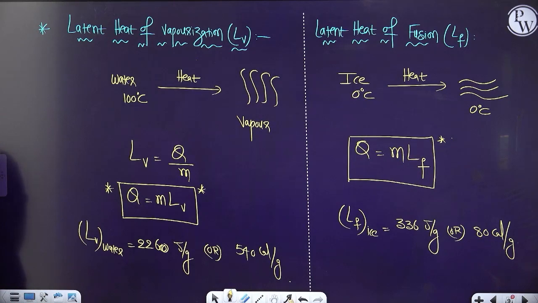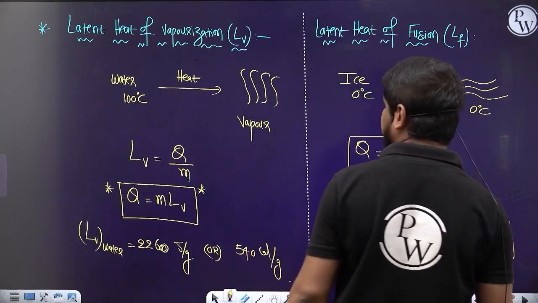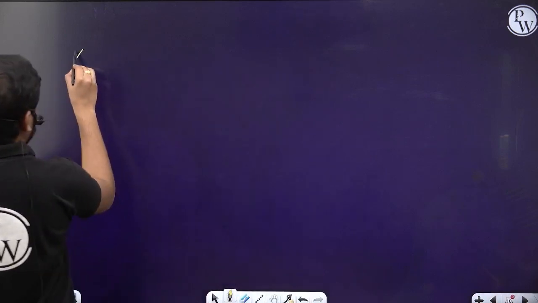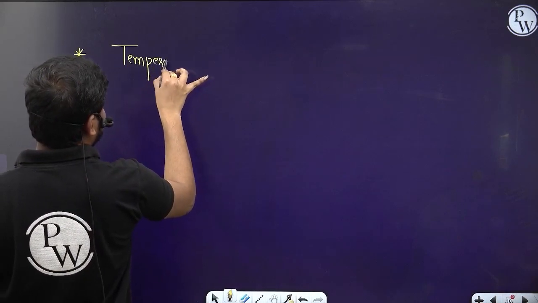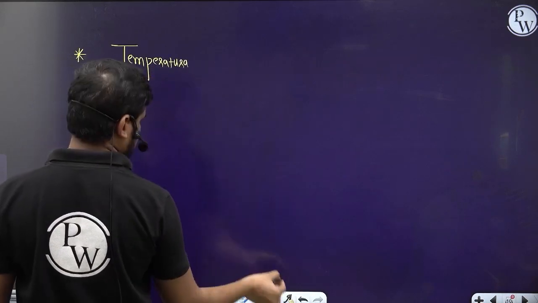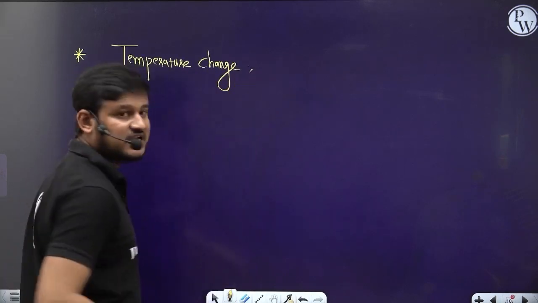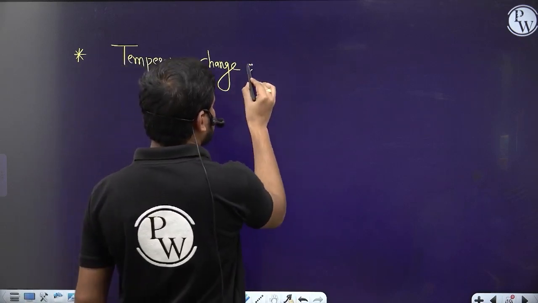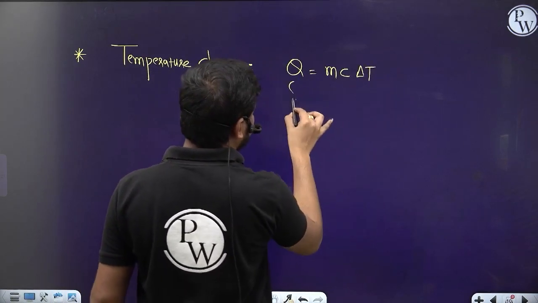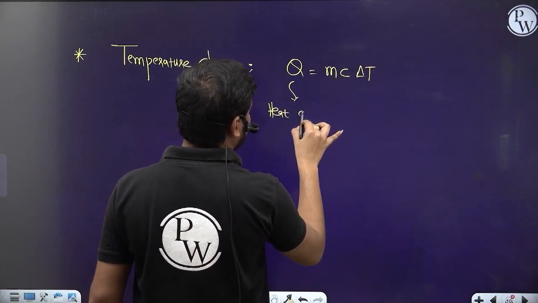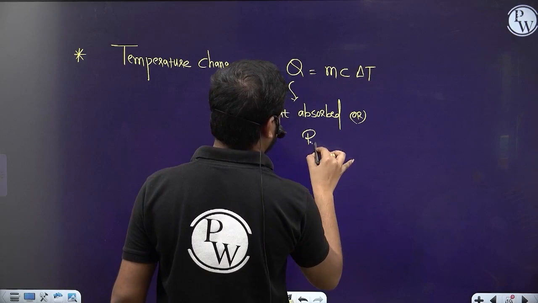Done? Clear? So now, one thing, till now what you learned: if it is a temperature change, then the heat absorbed or the heat released by the body is equal to mc delta T. So this Q is the heat absorbed or released. Done?